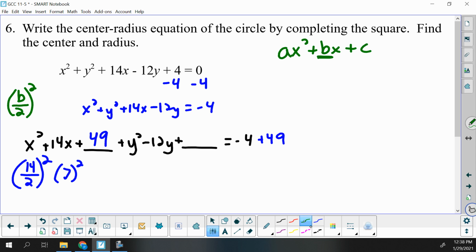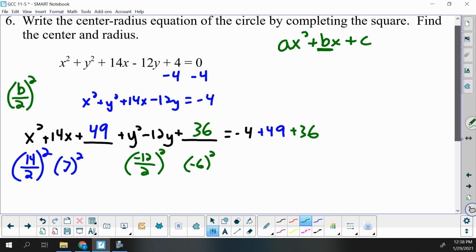Now we'll do a similar thing for the y's. We need to do our b value, which in this case is negative 12 because it's in front of the plain old y, divided by 2, and then we'll square it. So that's going to give us negative 6 squared. If you were going to do that in the calculator, make sure you're doing it exactly how I have it written there. Negative 6 in parentheses, and then the squared. Negative 6 times negative 6 gives us a positive 36. So that'll go in our blank there. We need to keep it balanced, so we'll add 36 to the other side.